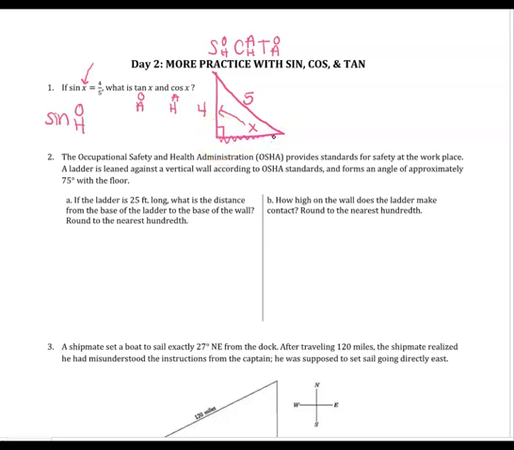Now, I'm not going to call my missing side x because I've already used x in my diagram. That's really important for you all to make sure you pay attention to. So let's pick literally any other letter. Maybe I call this A.